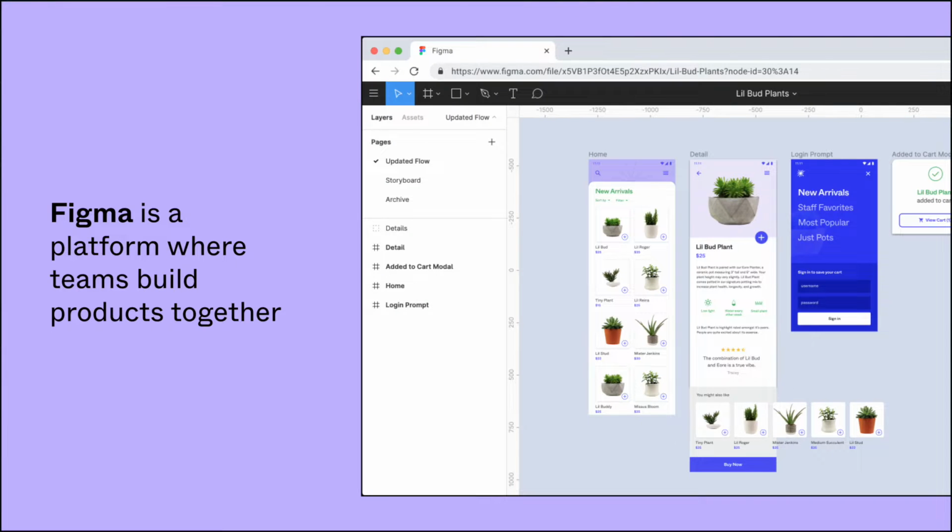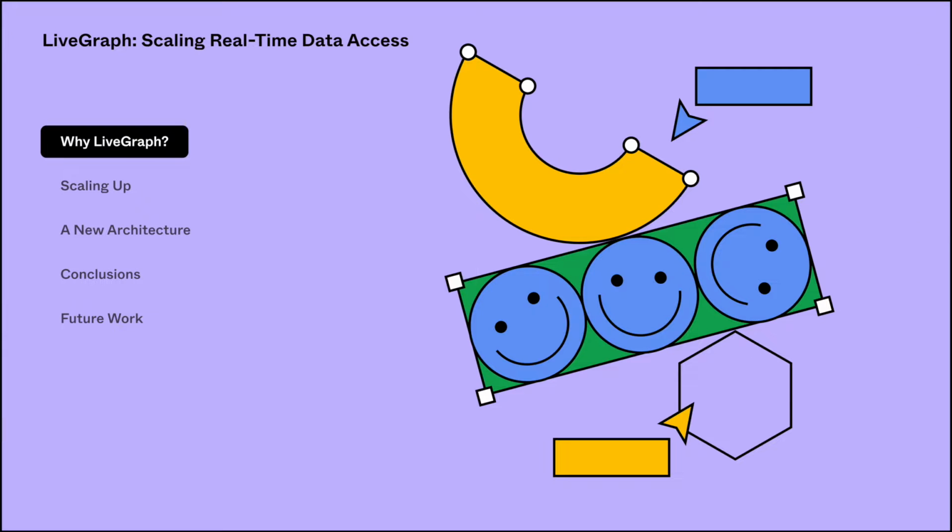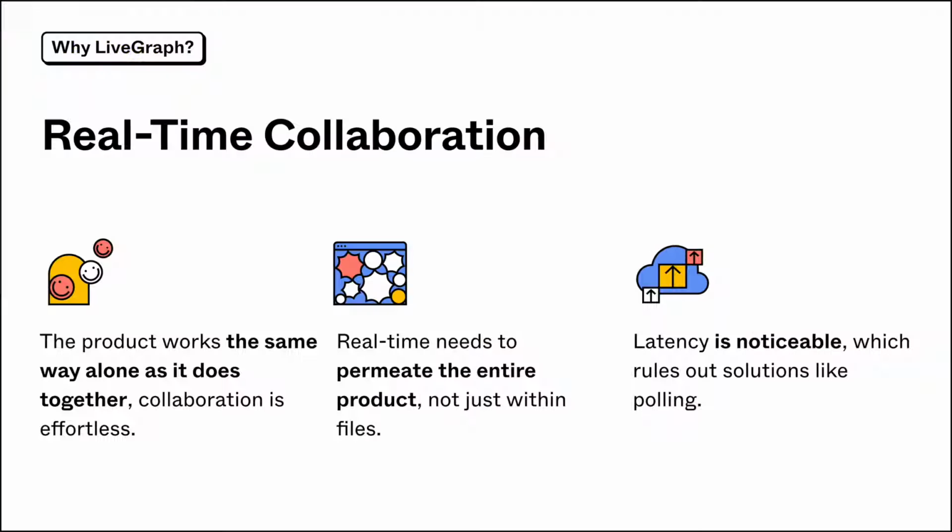So for some quick background, if you're not familiar with Figma, it's a platform for teams to build products together. Now, this is really important to us. We want people to be able to collaborate and work together because we think better things are built together. So let's talk through a few things. First up, why LiveGraph exists at all and what we needed it for.